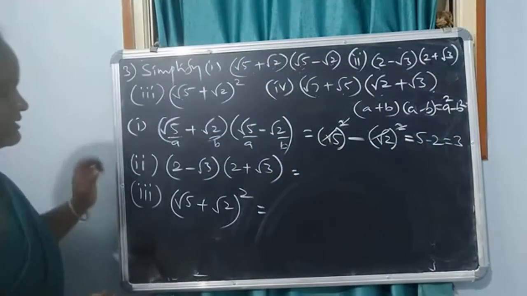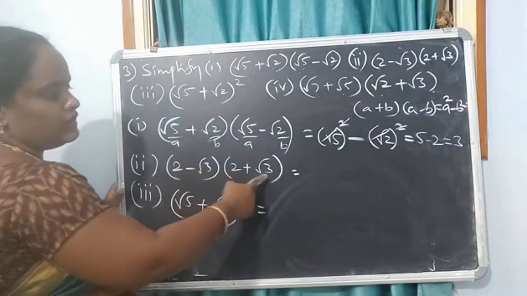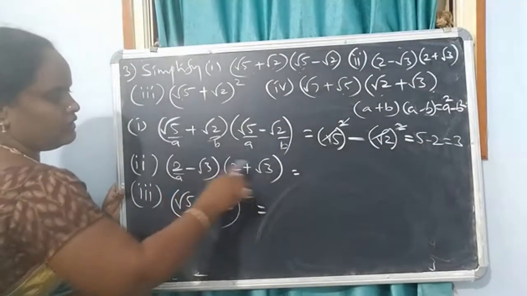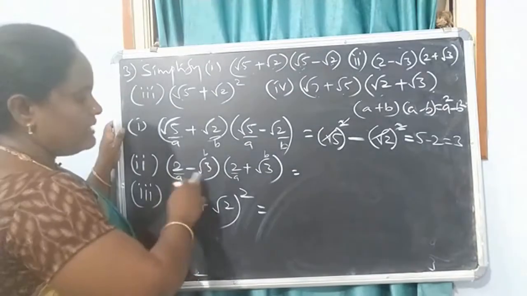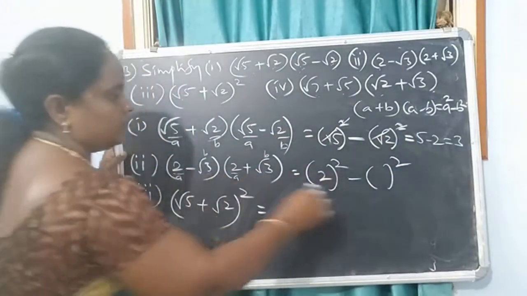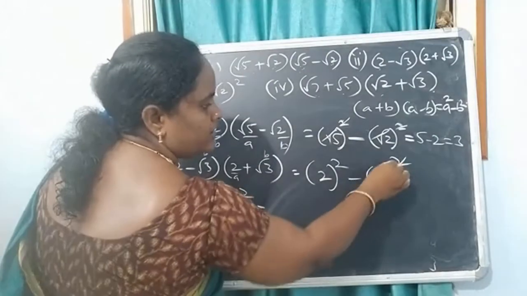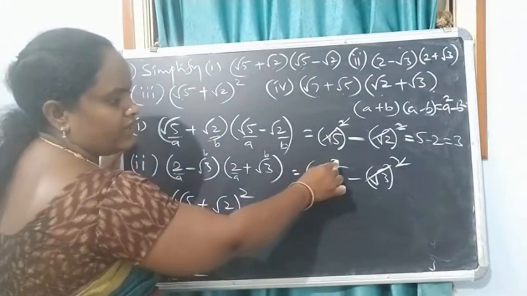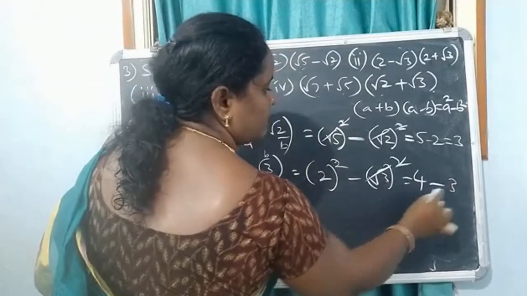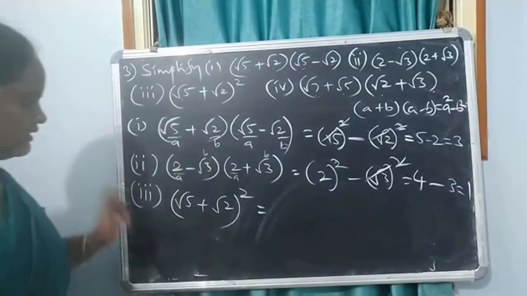In a similar way, 2 minus root 3 into 2 plus root 3. So 2, 2: this is a. Root 3, root 3: this is b. So a minus b into a plus b. Once again, a square minus b square. So a is how much? 2. b is root 3. Here square and square root get cancelled. 2 square is 2 into 2, that is 4, minus what is left out here? 3. 4 minus 3 is how much? 1. So let us move on to the third one.